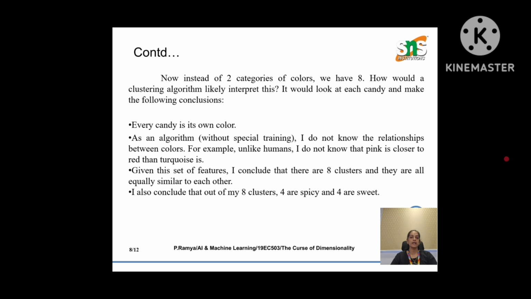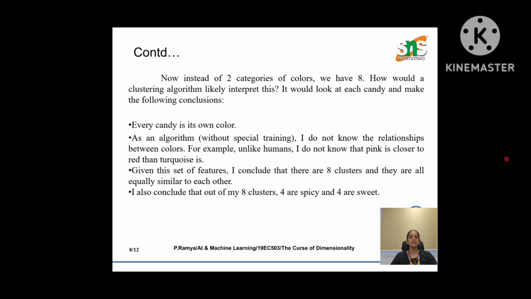Inability to generalize: a new candy of an unseen color will confuse the model. It won't know where to place it. So wrong predictions may happen. Since all the clusters are equally similar, the algorithm might randomly assign spicy or sweet.